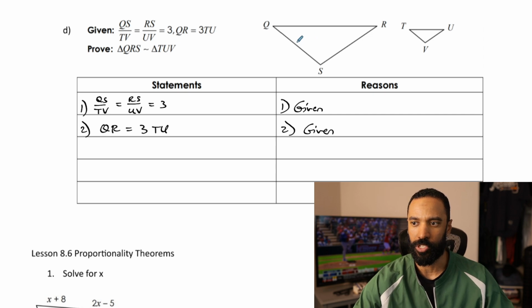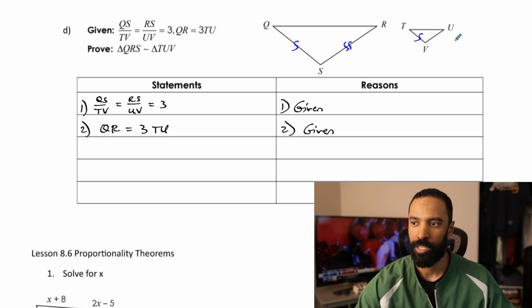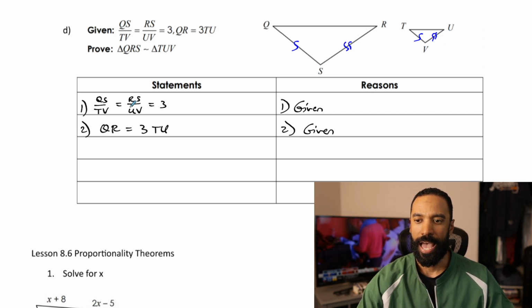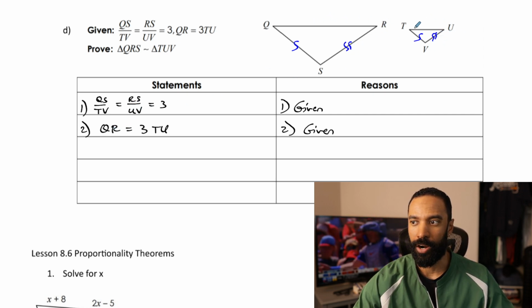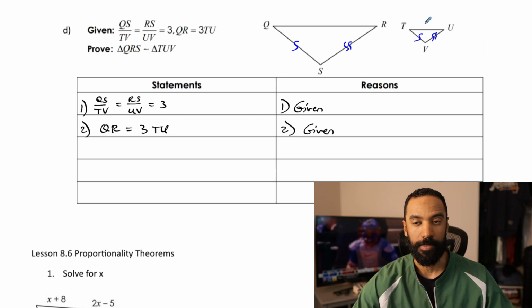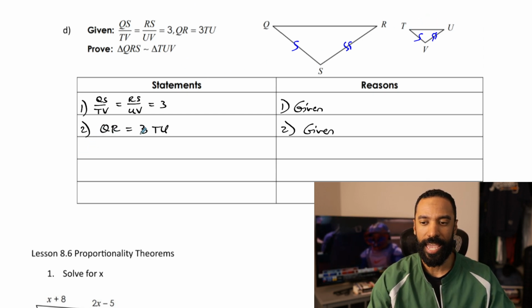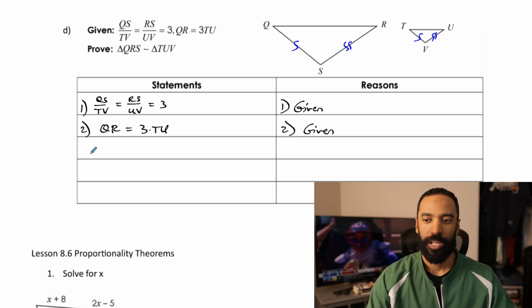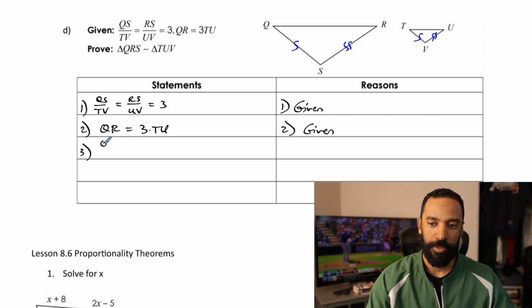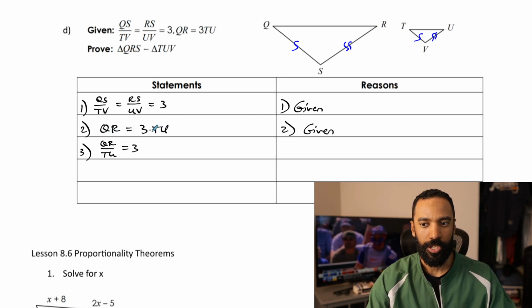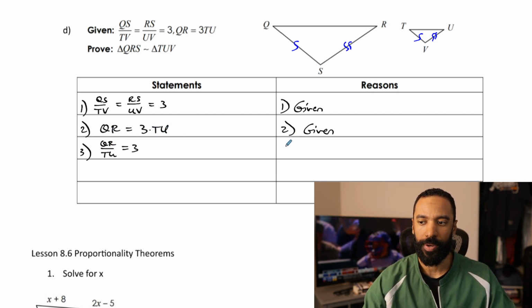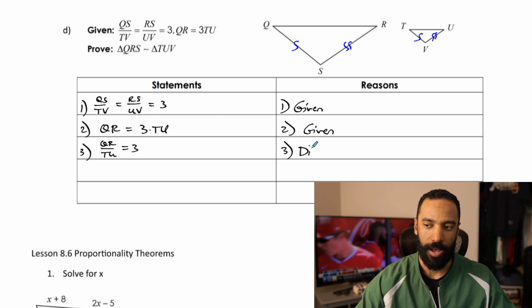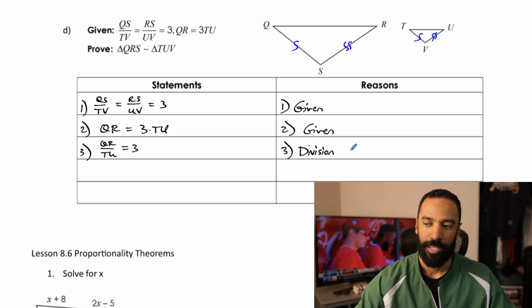Let's draw where these things are and see that it's making sense. QS is to TV as RS is to UV, as we want to see that QR is to TU with that same similarity ratio. So what we want to do is remember it's 3 times TU. Let's divide both sides by TU and get 3. Right? Divide both sides by TU. TU's gone over here and it divides from the QR and we get 3. That's just the division property of equality. I just divided that thing.